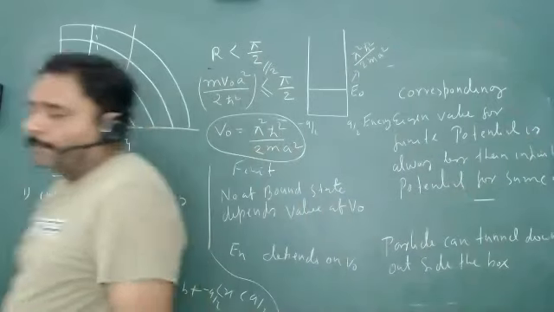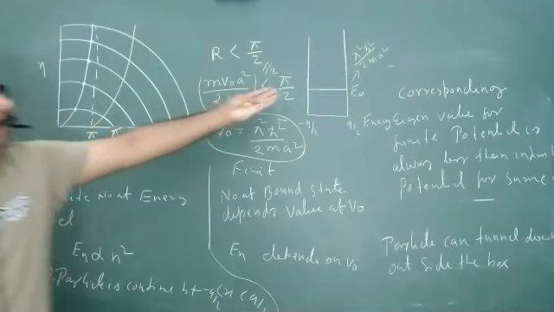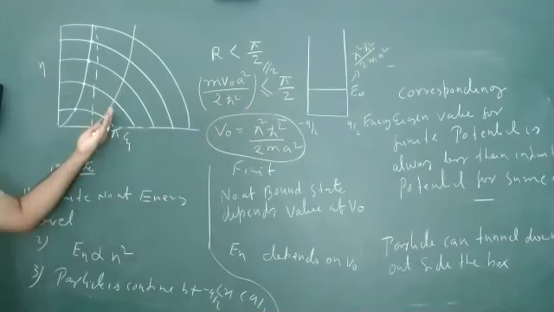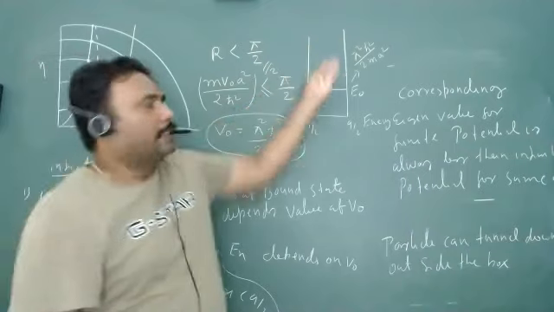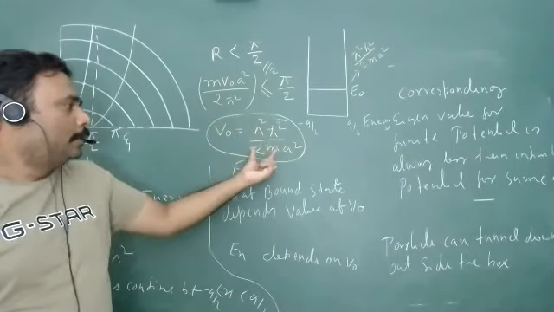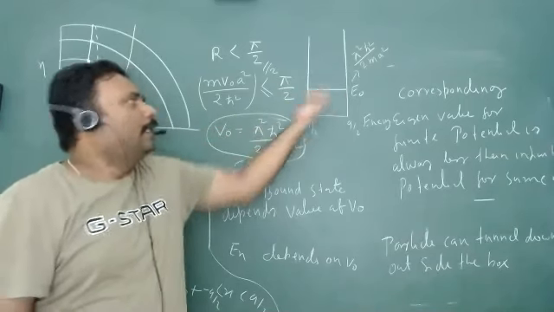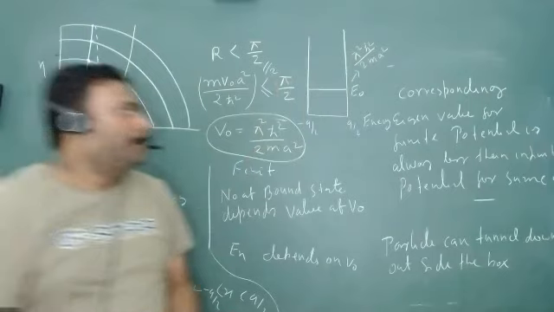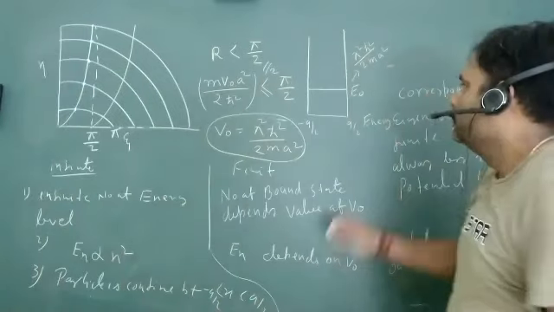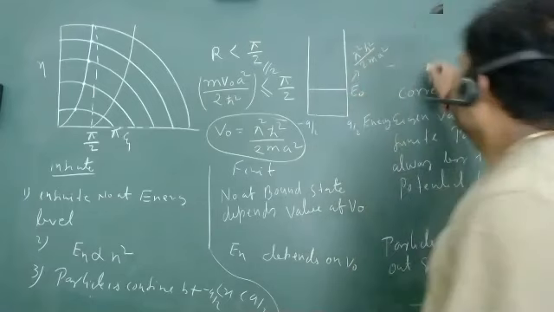So the ground state will always be less than the ground state of the infinite potential. The first excited state will always be less than the first excited state of the infinite potential. It means if it is π²ħ²/2ma² for the infinite potential, the finite one will surely be less than this. So what will happen if you compare these two things?